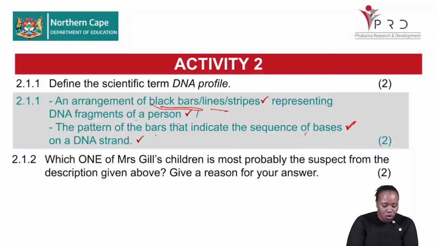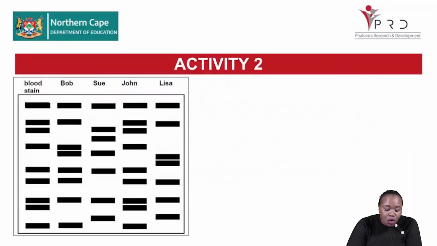Okay, number 2. Which one of Mrs. Jill's children is most probably the suspect from the description given above? Give a reason for your answer. Now let's go back. We are going to compare these profiles with the blood stain from the tin. Okay, now this can be a bit difficult. Why? These are siblings.